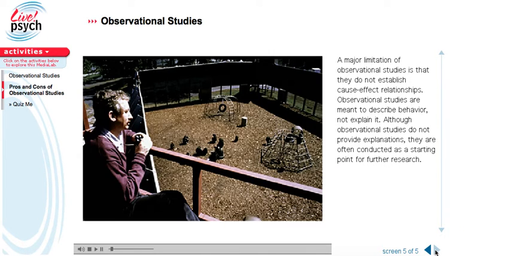A major limitation of observational studies is that they do not establish cause-effect relationships. Observational studies are meant to describe behavior, not explain it. Although observational studies do not provide explanations, they are often conducted as a starting point for further research.